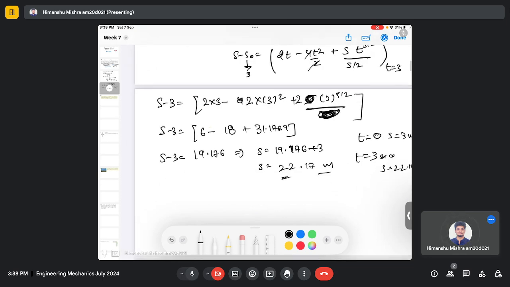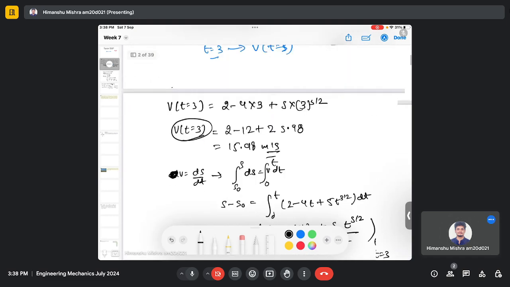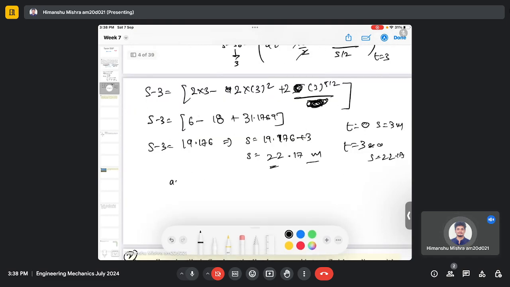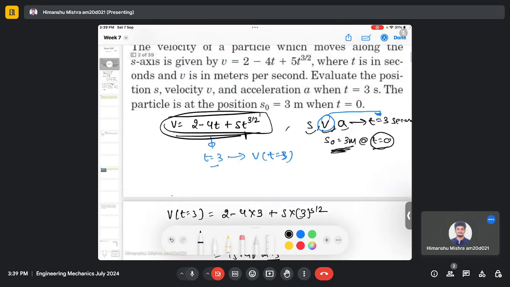Right? So now we need to find the acceleration, and as we just saw, it's given by the rate of change of velocity in time. We have already been given the expression for velocity, so we just need to differentiate this expression with respect to time.